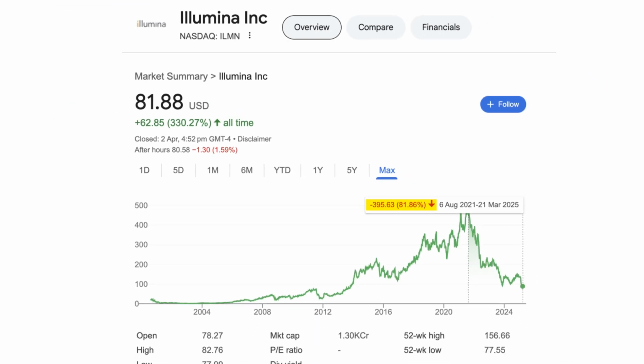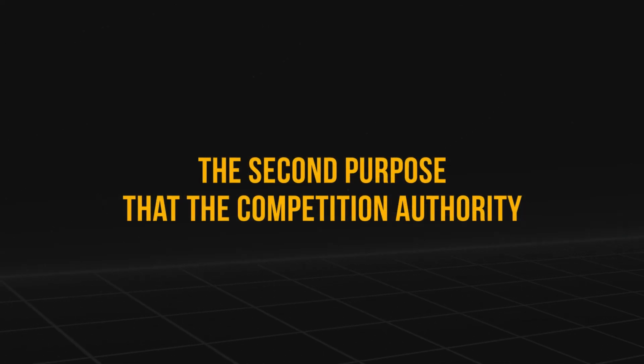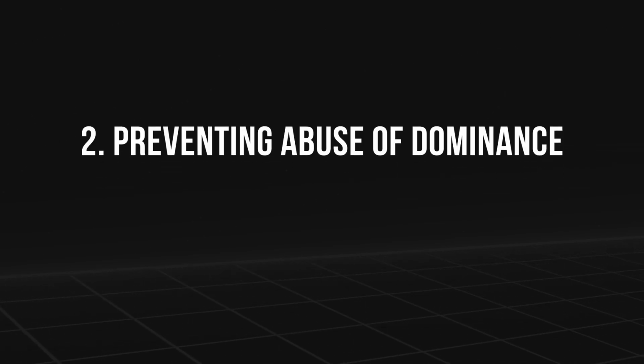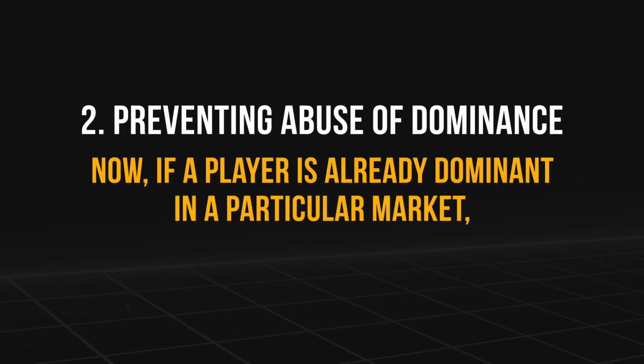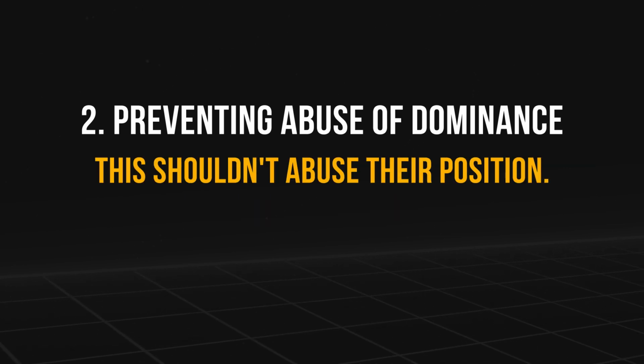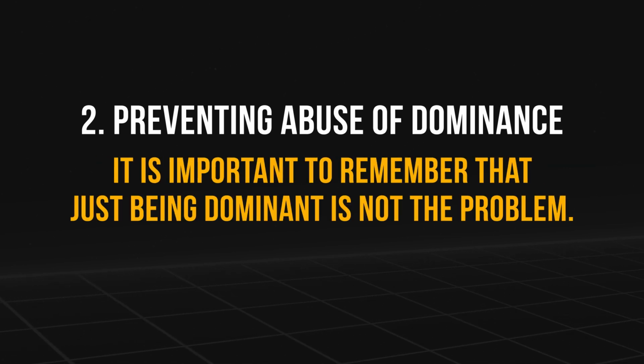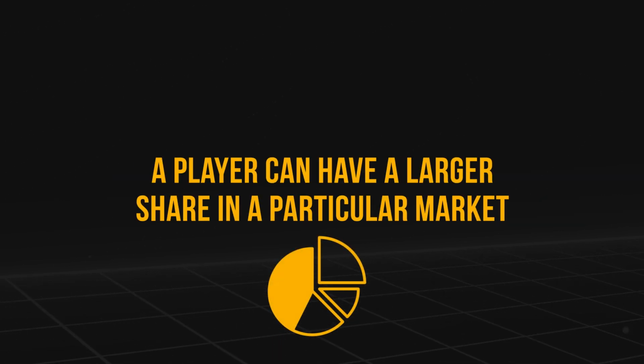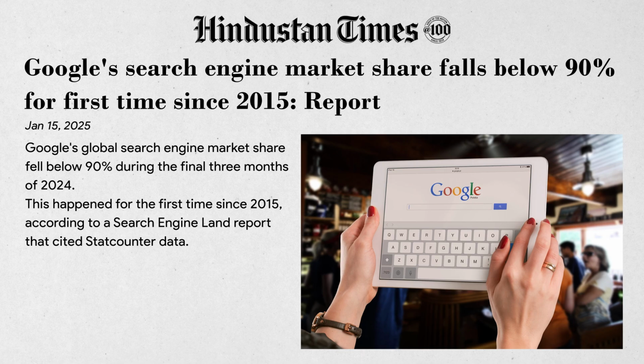The second purpose that the competition authority in a country aims to achieve is preventing the abuse of dominance. Now, if a player is already dominant in a particular market, they shouldn't abuse their position. It is important to remember that just being dominant is not the problem. A player can have a larger share in a particular market, like Google has in the case of search engines. However, utilizing that share for exploiting your customers or your competitors, that is the problem.